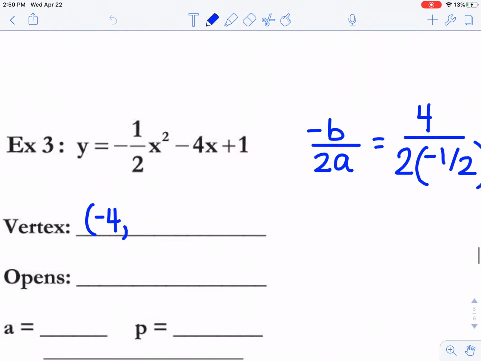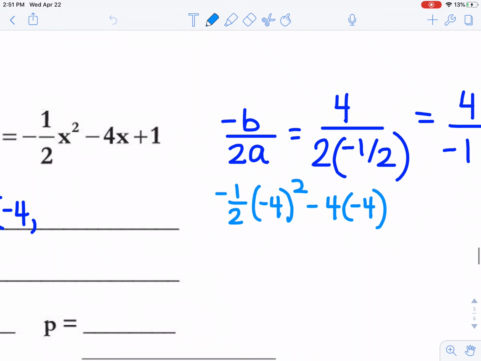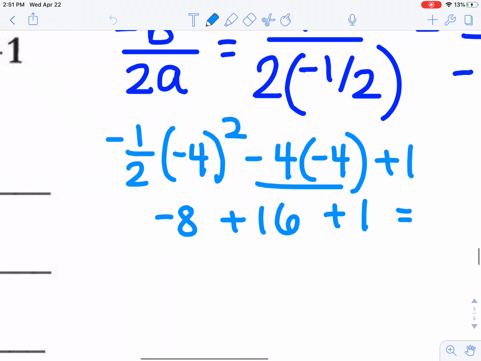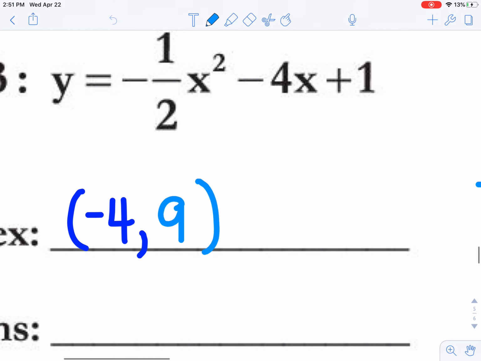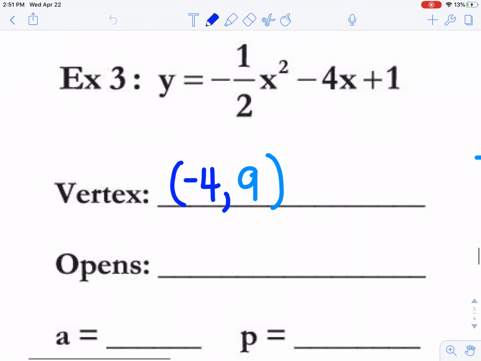To find the y value, we're going to want to plug in to the original equation. So negative 1/2 times negative 4 squared minus 4 times negative 4, and then plus 1. So negative 4 squared is positive 16, and negative half of that is negative 8. Negative 4 times negative 4 is a positive 16, and then plus 1. So that's going to give me 8 plus 1, which is 9. So my vertex is negative 4, 9. This is going to open down because of the negative a value.